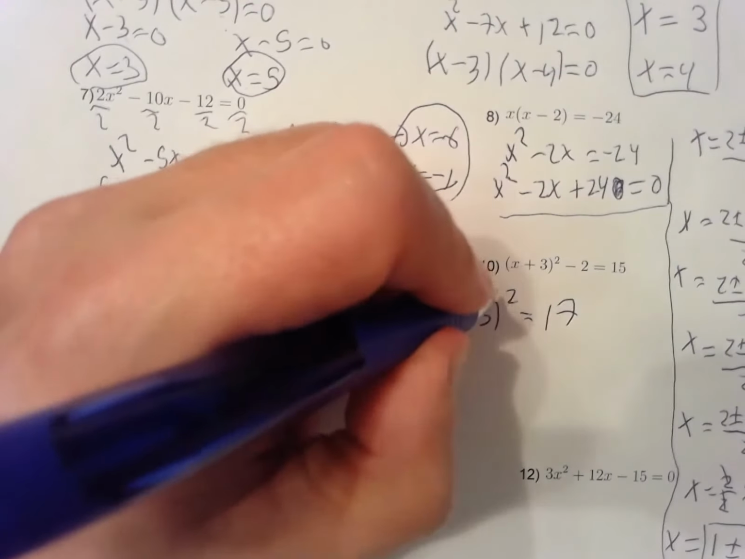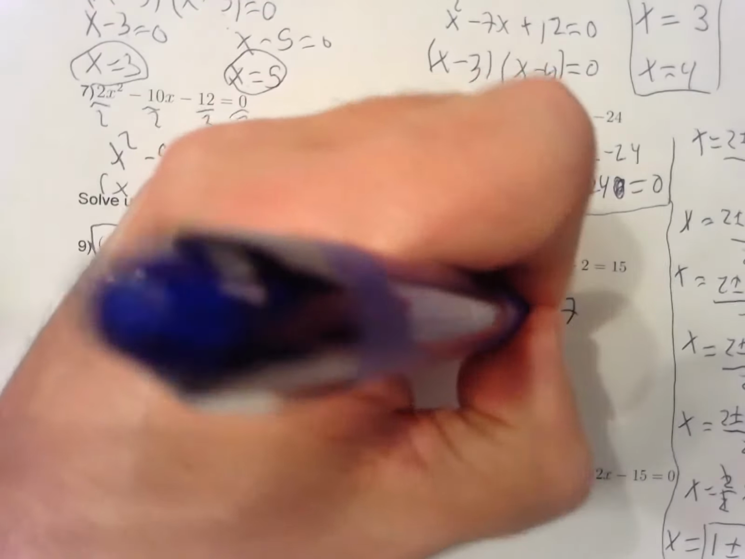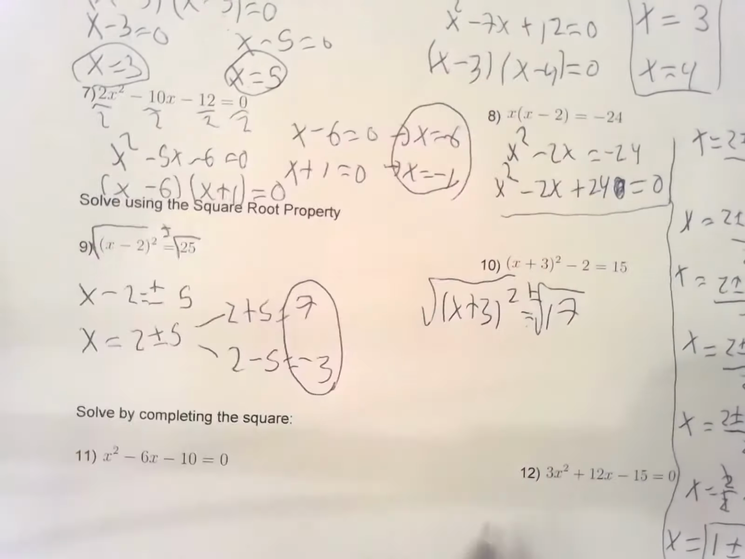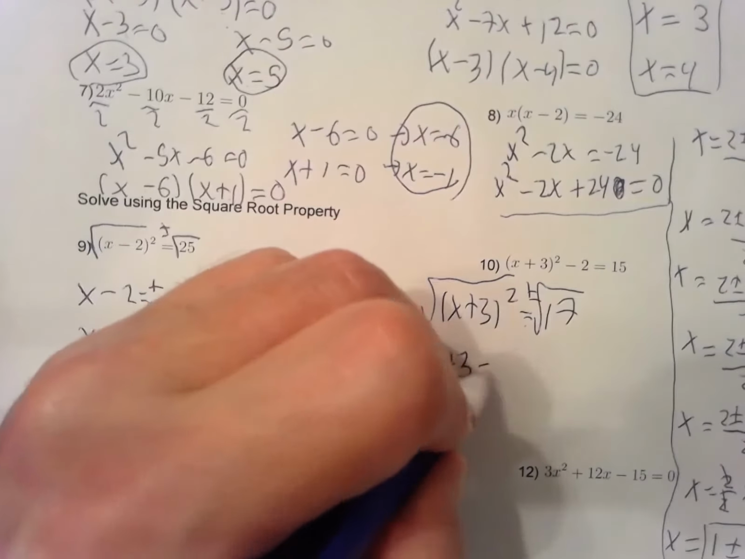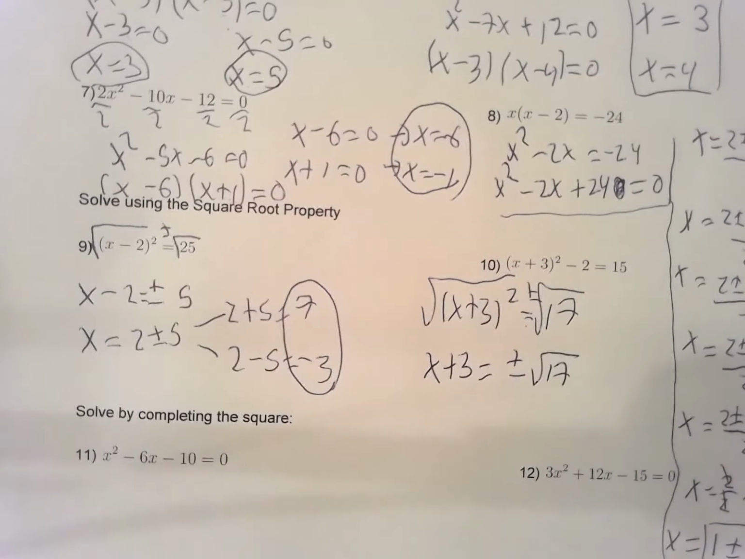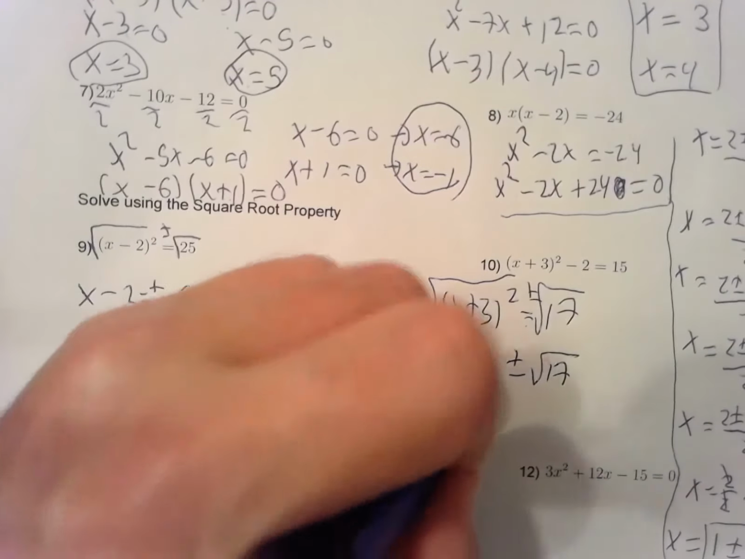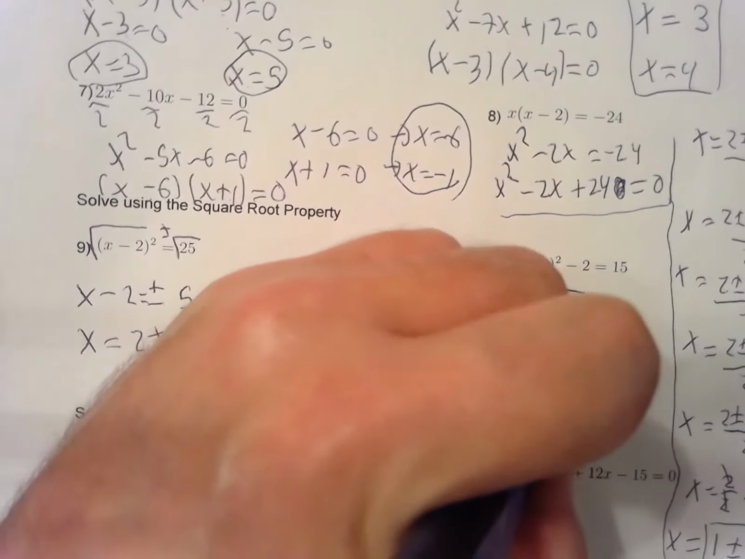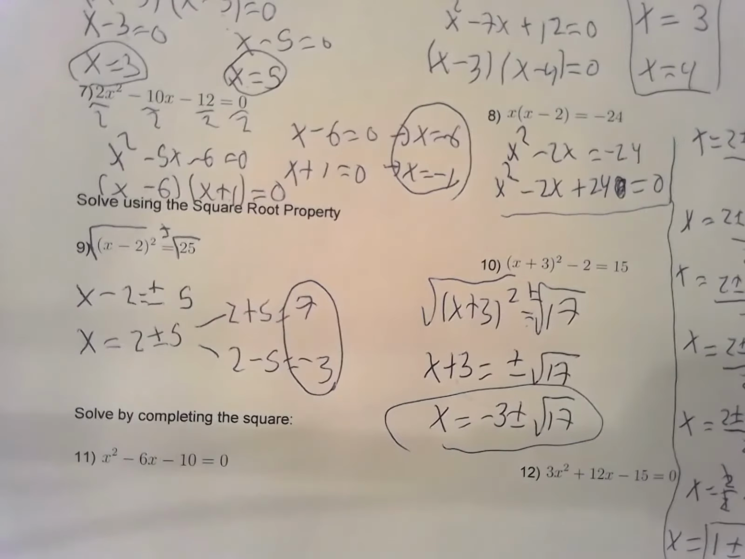Now it's stuff squared equals just a number. Square root of both sides. Don't forget the plus or minus. Square root of stuff squared is just stuff. On the other side, I can't do anything with square root of 17. Move the 3 over. X is negative 3 plus or minus root 17.